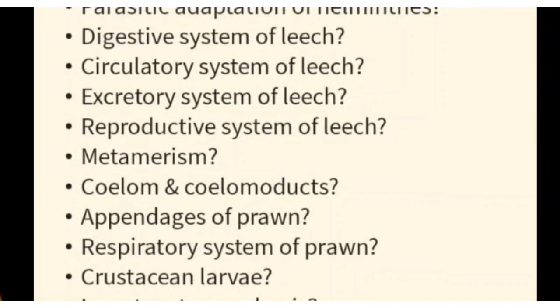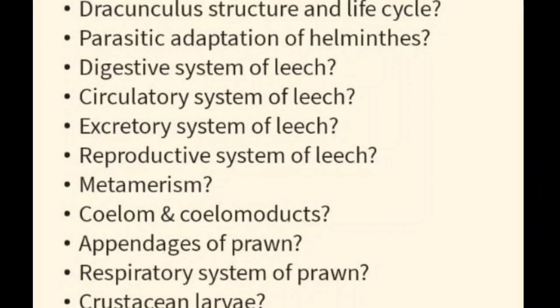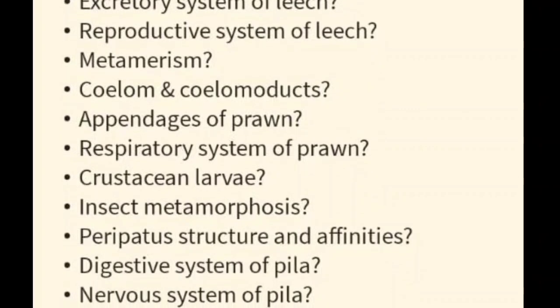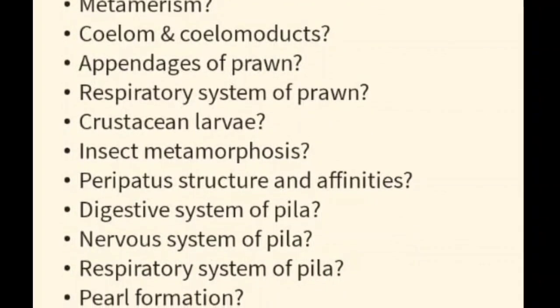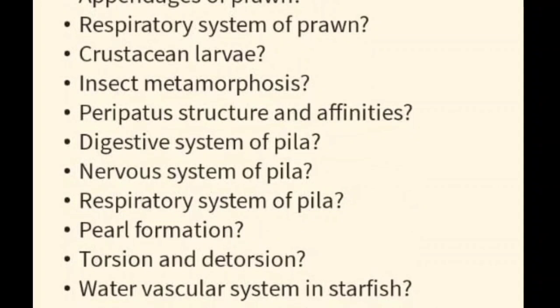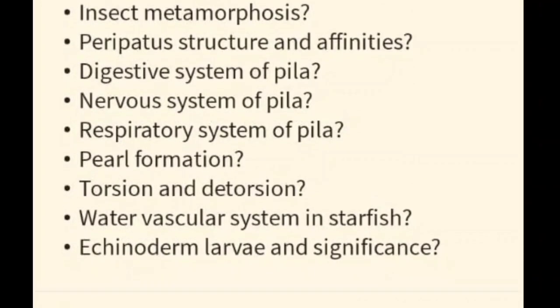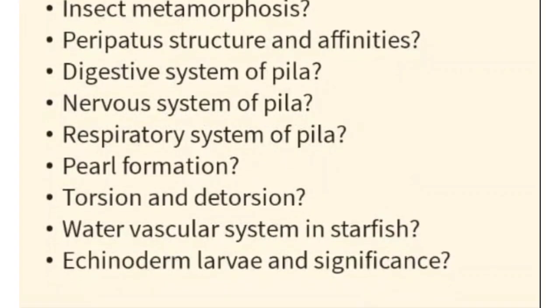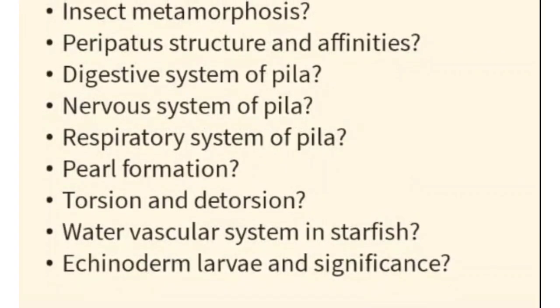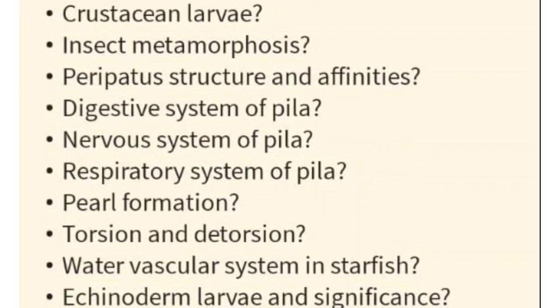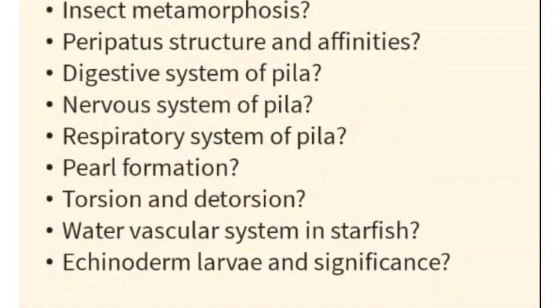reproductive system of leech, metamerism, coelom and coelomoducts, appendages of prawn, respiratory system of prawn, crustacean larvae, insect metamorphosis, Peripatus structure and affinities, digestive system of Pila, nervous system and respiratory system of Pila, then pearl formation, torsion and detorsion, and water vascular system in starfish and echinoderm larvae and significance.